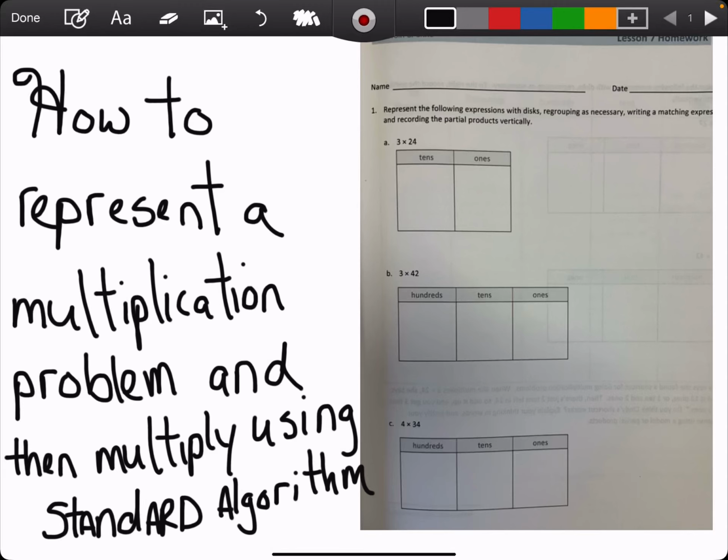Okay, so this video is going to be about how to represent a multiplication problem and then multiply using the standard algorithm. So what you can see here is, let's look at A. We have 3 times 24.